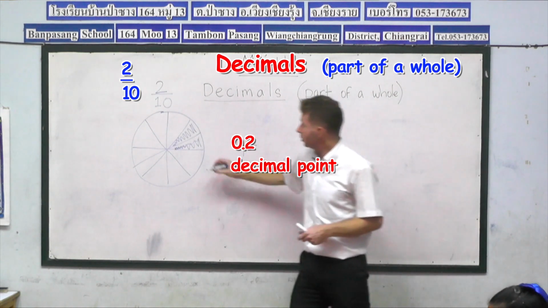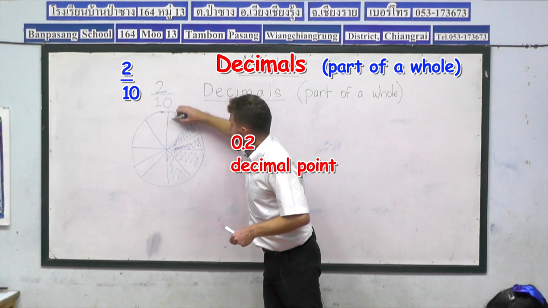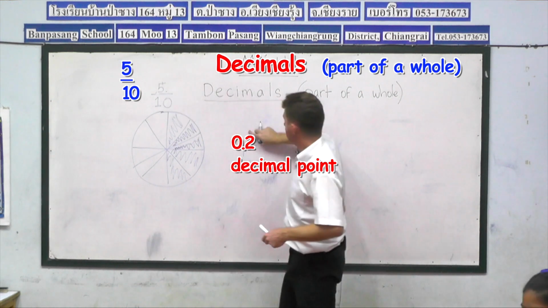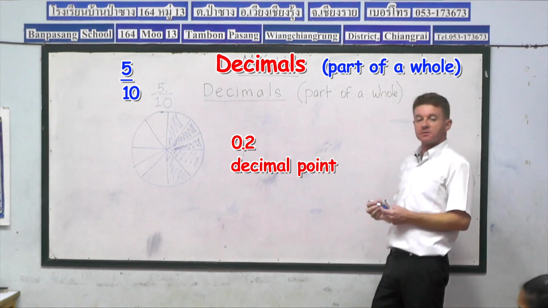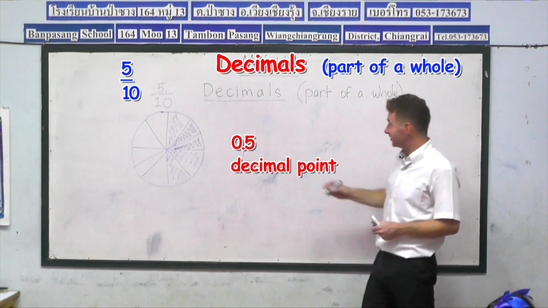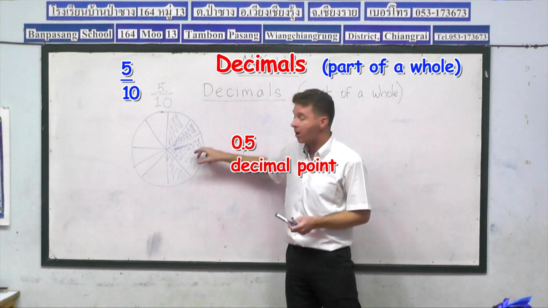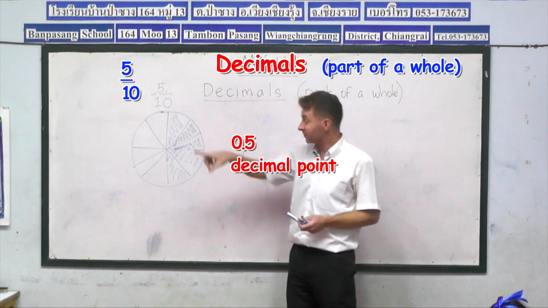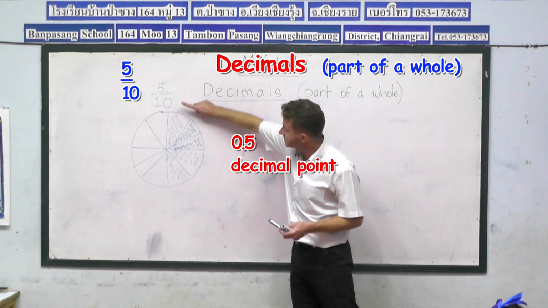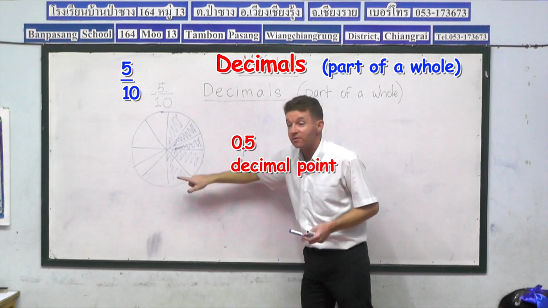For example, who can tell me what will the decimal be now that we've got 5 over 10? 0.5. Excellent. Well done, guys. Well understood. All we need to do is that every part of the fraction represents 1 point after the 0. So here we have 0.1, 2, 3, 4, 5.